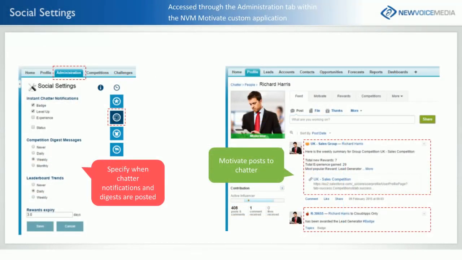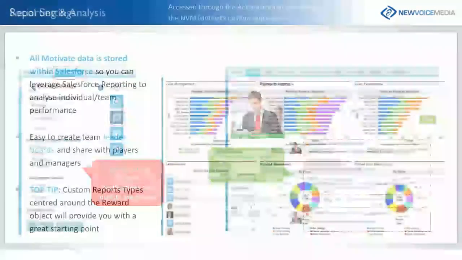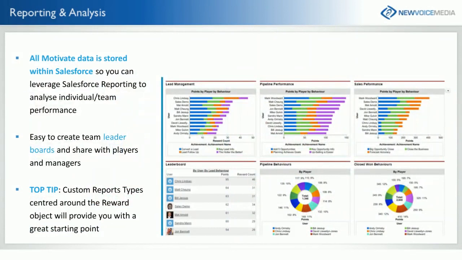Lastly, you have the ability to include it in some social feeds. If you have Chatter enabled, you have the ability to post completion of different activities, rewards, or challenges up to your leaderboard, and you have some flexibility about how often you do that, whether that's a weekly, daily, or monthly type of activity. You can engage it to whatever level makes sense for your organization.